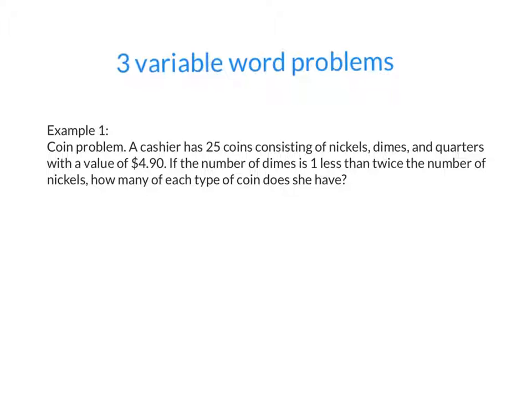It says a cashier has 25 coins consisting of nickels, dimes, and quarters, with a value of $4.90. This whole sentence here is the main brunt of the problem. So 25 represents the total amount of coins she has in her register. I'm going to use N, D, and Q as my letters, and I'm going to write let N be nickels, let D be dimes, and let Q be quarters.